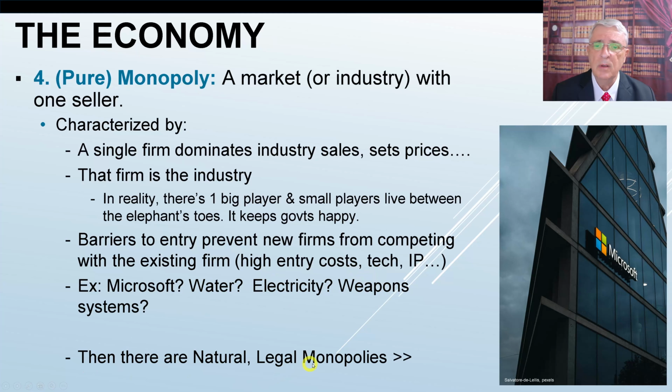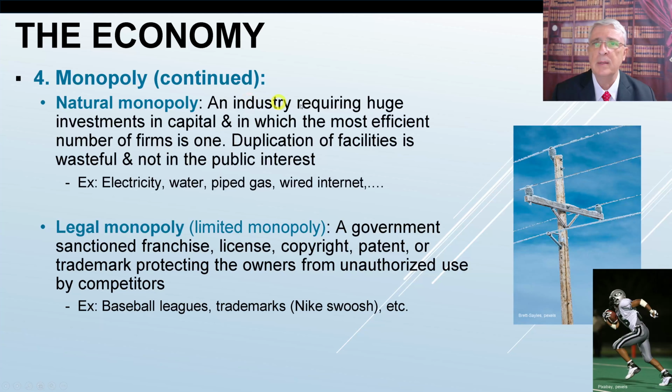So then there are also natural and legal monopolies. A natural monopoly is an industry that requires huge investments in capital, and where the most efficient number of firms in that industry is one. So duplication of facilities is wasteful and not in the public interest. So electricity, water, piped gas, wired internet. Some people might argue certain computer chips.